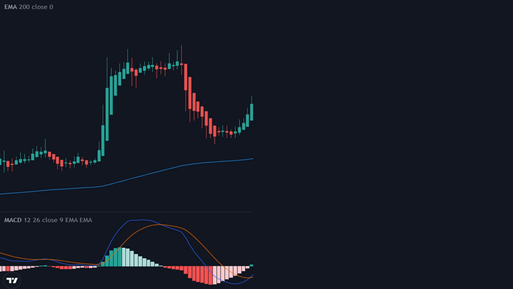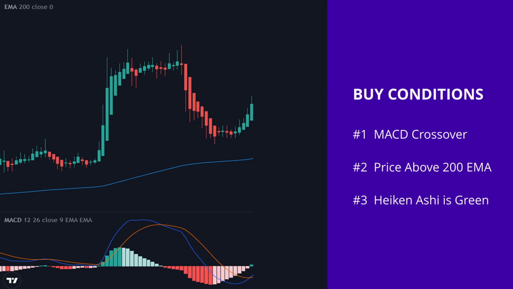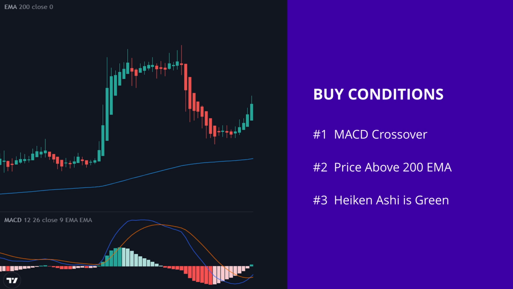As we can see in our chart, now we have all the indicators needed for our first trade. Let's get into our first buy example. Our buy conditions are simple. First, the MACD must cross over. Second, the price must be above 200 EMA. And the last condition is, the color of Heiken Ashi must be green.